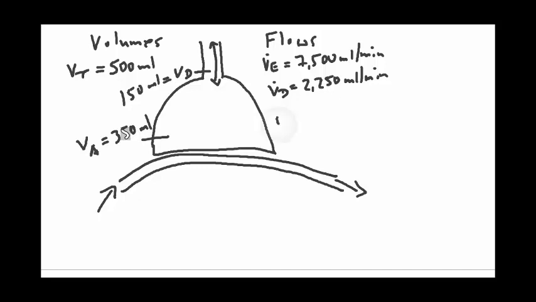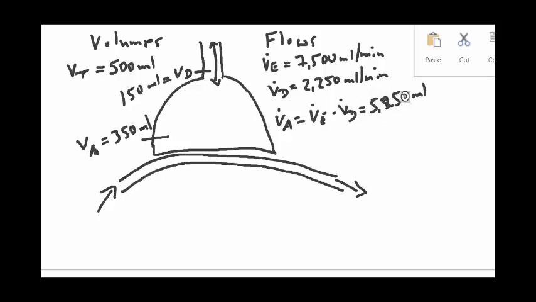So what is then alveolar ventilation? Well, there's two ways of doing it. What we've done with minute ventilation, we can do that. So it would be minute ventilation minus dead space ventilation, or 7,500 minus 2,250 milliliters per minute. So we can do V dot E minus V dot D. And that gives us 5,250 mils per minute.